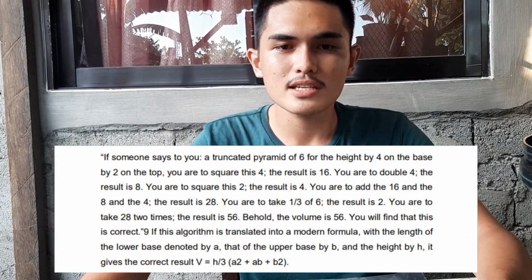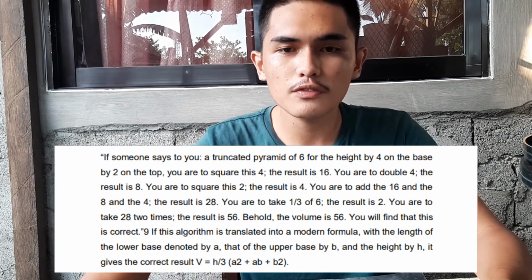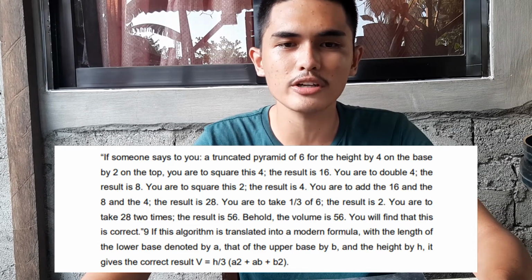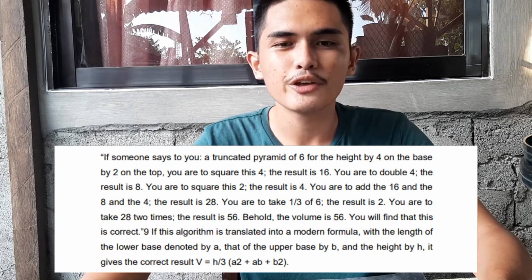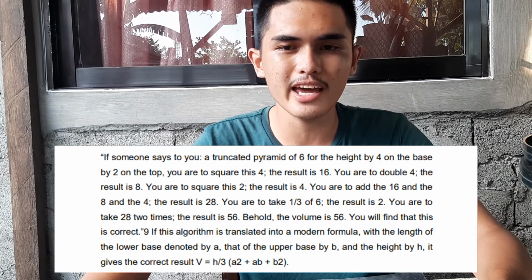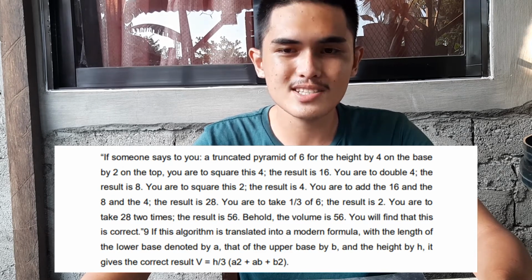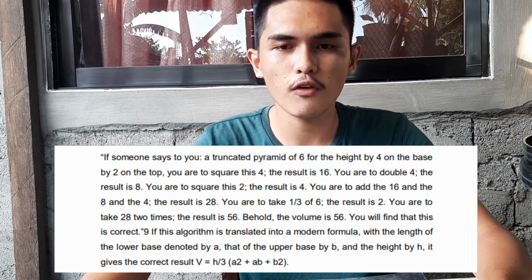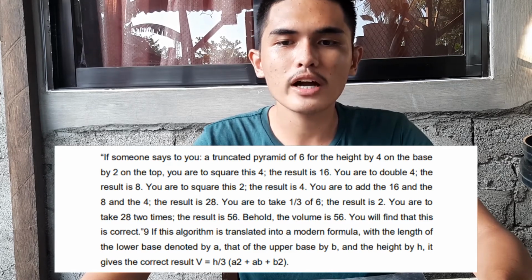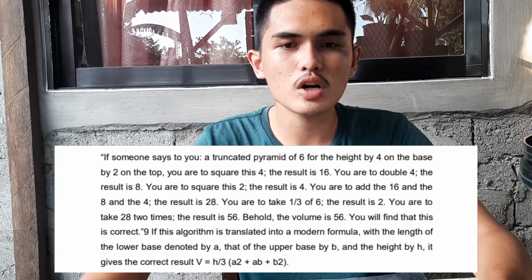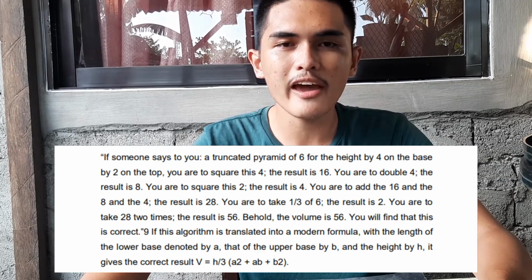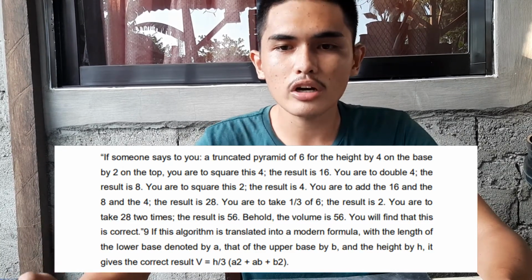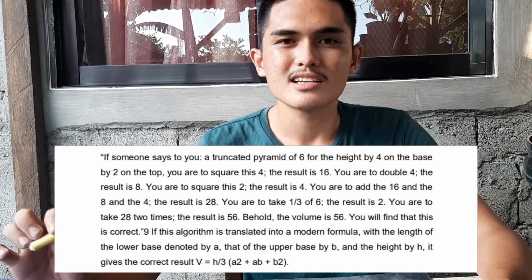If someone says to you a truncated pyramid of 6 for the height, by 4 on the base, by 2 on the top, you are to square this 4. The result is 16. You are to double 4. The result is 8. You are to square this 2. The result is 4. You are to add the 16, the 8 and the 4. The result is 28. You are to take 1/3 of 6. The result is 2. You are to take 28 two times. The result is 56. Behold, the volume of the truncated pyramid is 56.